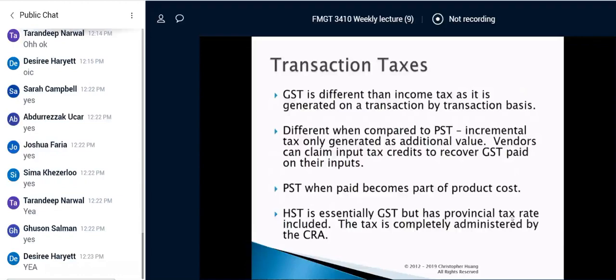GST is a transaction tax, same thing as PST, but the difference is GST is only a tax that is generated on additional value. And more importantly, companies or vendors can claim input tax credits to recover GST that they pay on their inputs. And what this really means to you guys is the cost to the vendor in the GST world is a lot less than PST, because PST, you can never recover it. Once you pay PST, it becomes part of the cost for any particular purchaser.